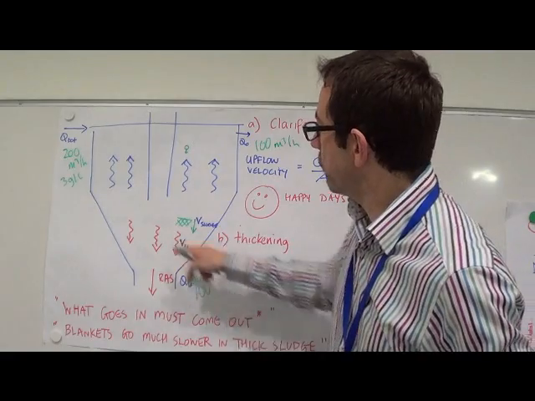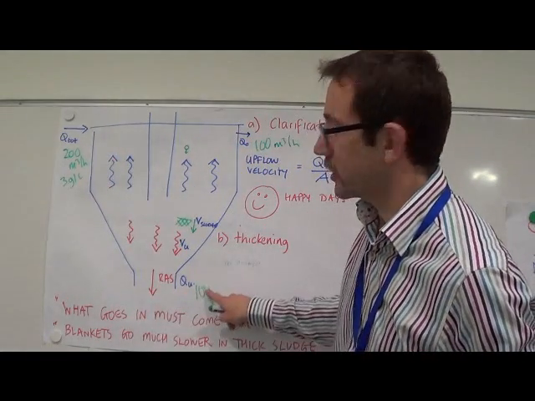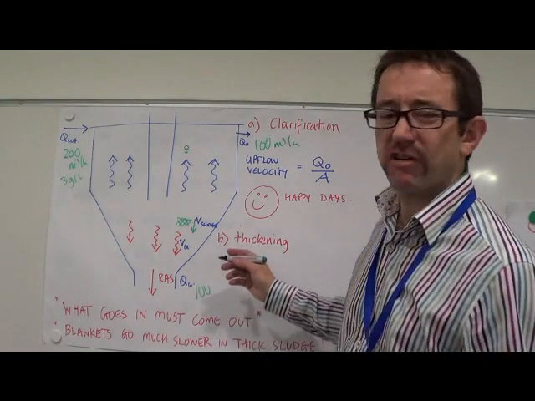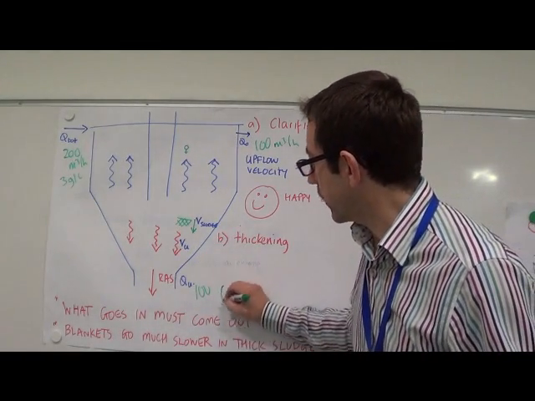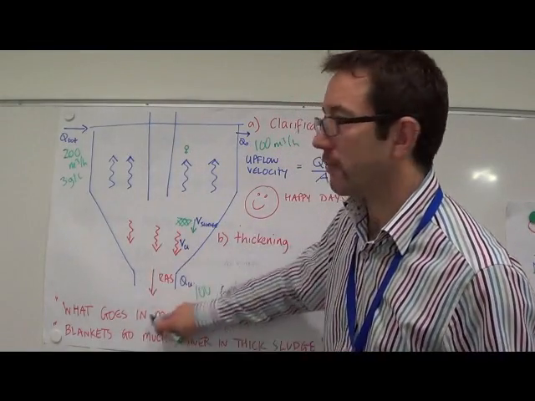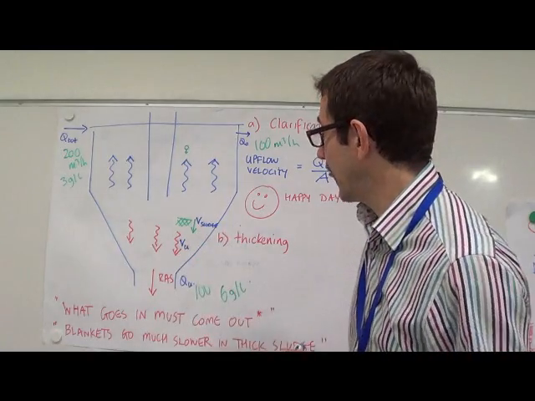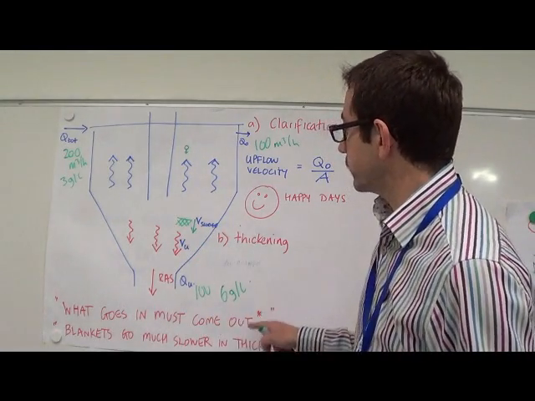So if we've got 200 coming in at 3 grams per litre and 100 going out, which has got to contain all the solids, then pretty much, as sure as eggs is eggs, you're going to have that coming out at 6 grams per litre. So it's going to be twice as thick coming out as it is coming in, because that's just a simple mass balance of the thing. So what goes in must come out.